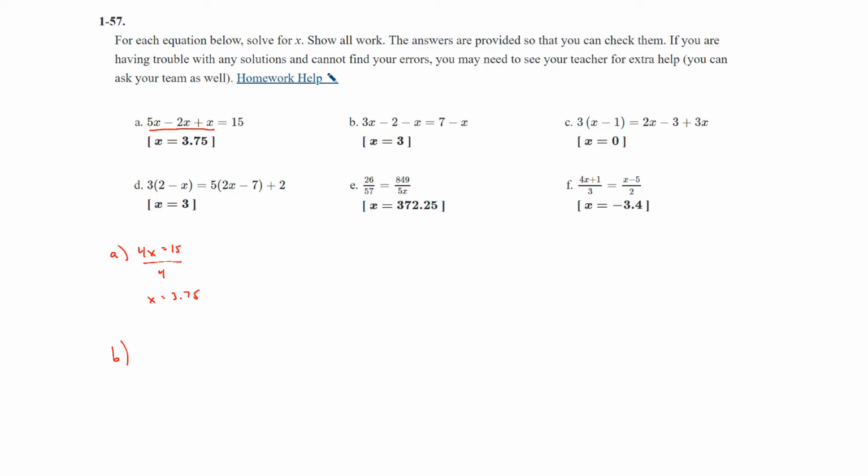B, once again, combine the left side. We got 3x minus 2 minus x. That would be 2x minus 2 is equal to 7 minus x. Add x to both sides. We get 3x minus 2 equals 7. Add 2. 3x equals 9. Divide by 3. X is equal to 3.